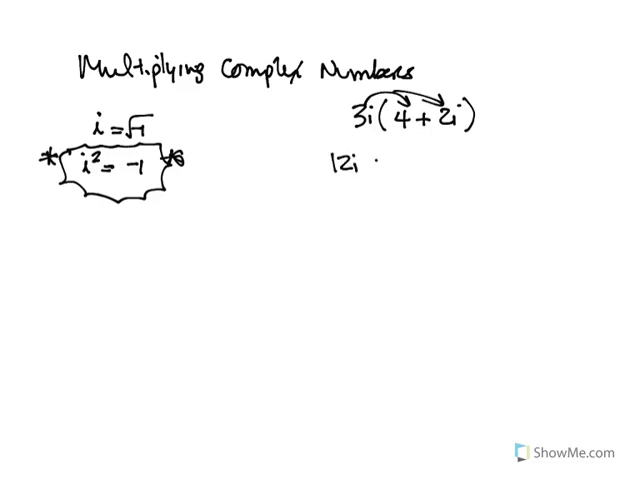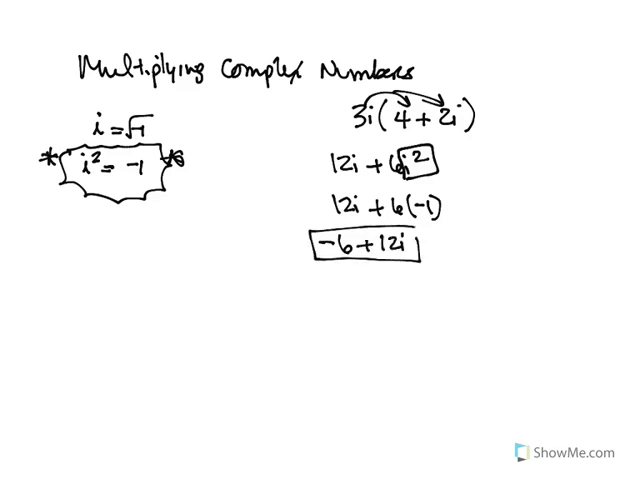So 12i plus 6i squared. So this cannot be a final answer because i squared is not considered simplified. So 12i plus 6 times negative 1, because i squared is really a negative 1. So then that gives me negative 6 plus 12i. So I just rewrote it in the correct a plus bi form. So I put the real part in front and the imaginary part second. So that's it. That's how we multiply.